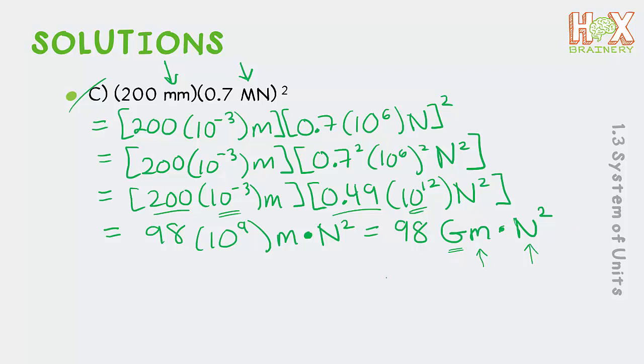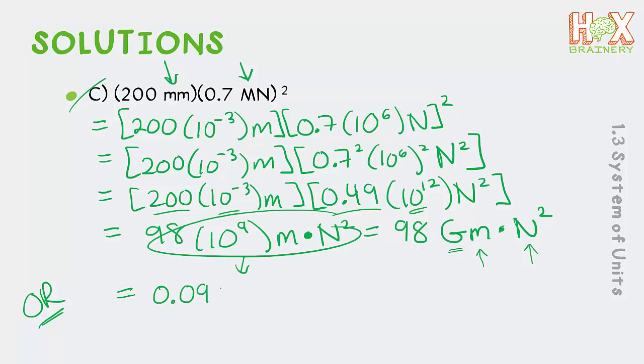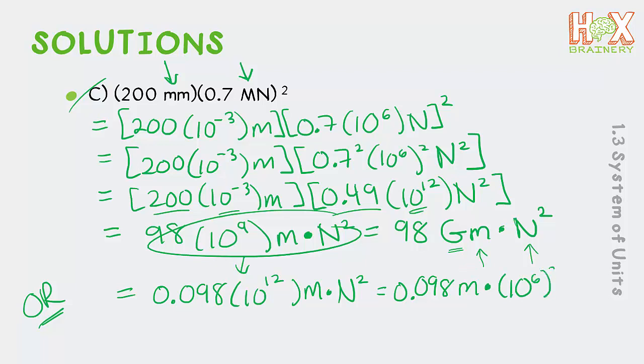But if you wanted to put the prefix on the newtons, this is how you would do it. I'll put it over here. Basically, starting from this step, you can write this as 0.098 times 10 to the 12th power meters times newtons squared, and then write this as 0.098 meters times 10 to the 6th power squared times newtons squared.